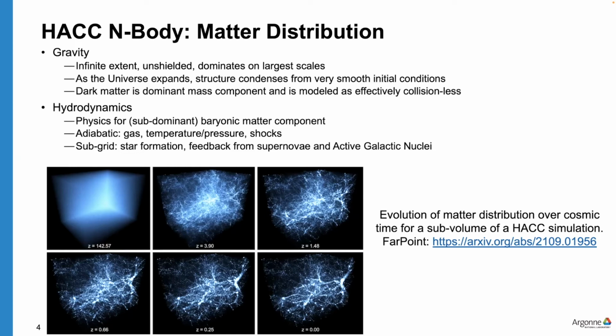The visualization you're seeing here is a visualization of the dark matter. Dark matter is a dominant form of matter. It's something like 5 or 6 to 1 in ratio to the baryons. But baryons are very important. So hydrodynamic solvers are what we use to solve the physics for baryons. It's subdominant as far as the matter component. And the physics is adiabatic gas, temperature, pressure, shocks. And if we want to understand what's happening at a smaller scale, star formation, feedback, those are going to be modeled using subgrid models.